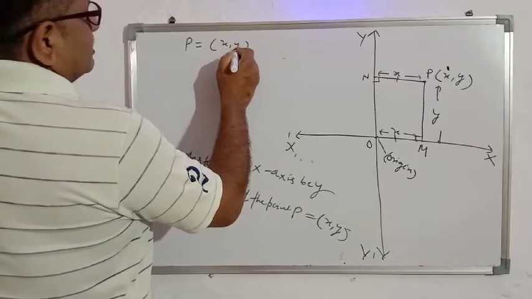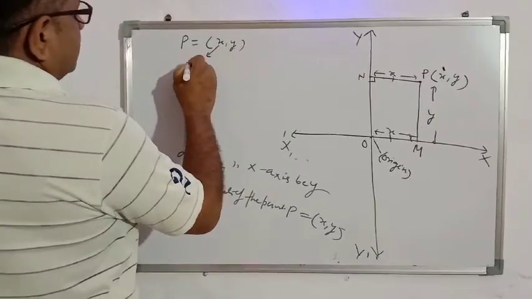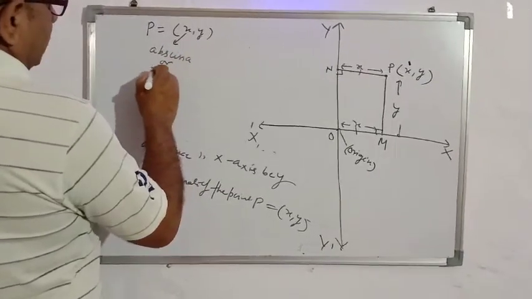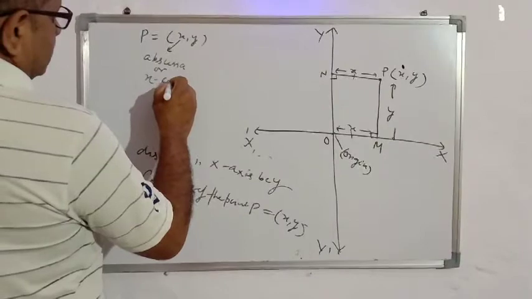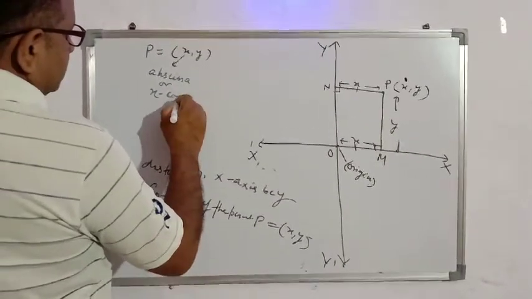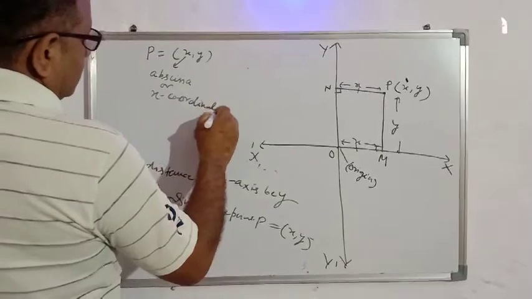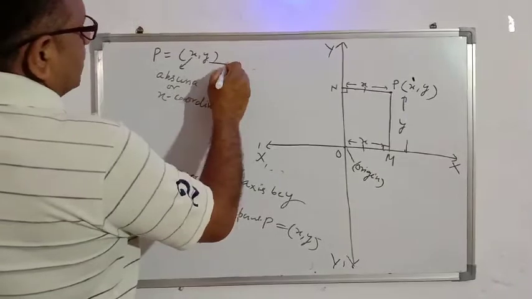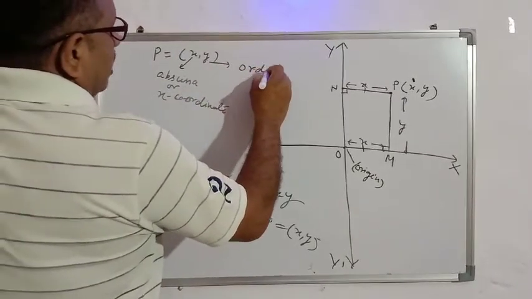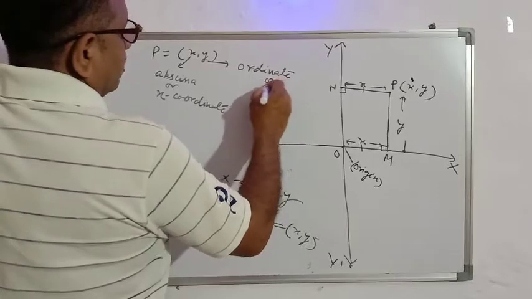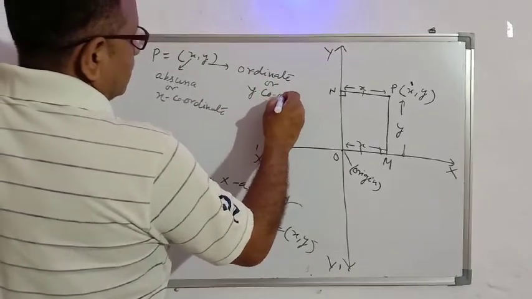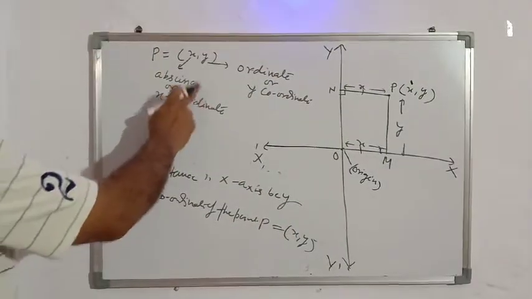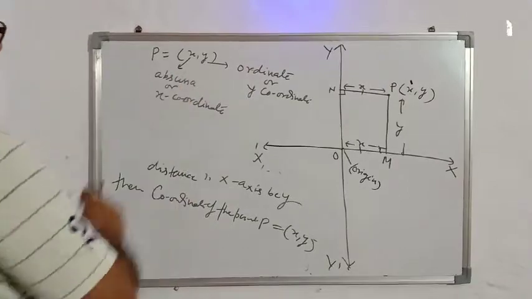First component is x, second component is y. First component x is called abscissa or x coordinate. Second component y is called ordinate or y coordinate. So first component x coordinate, second component y coordinate or ordinate.